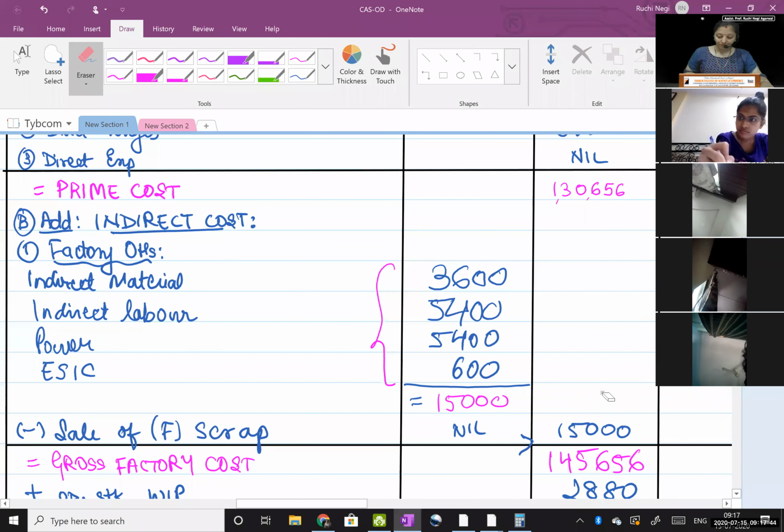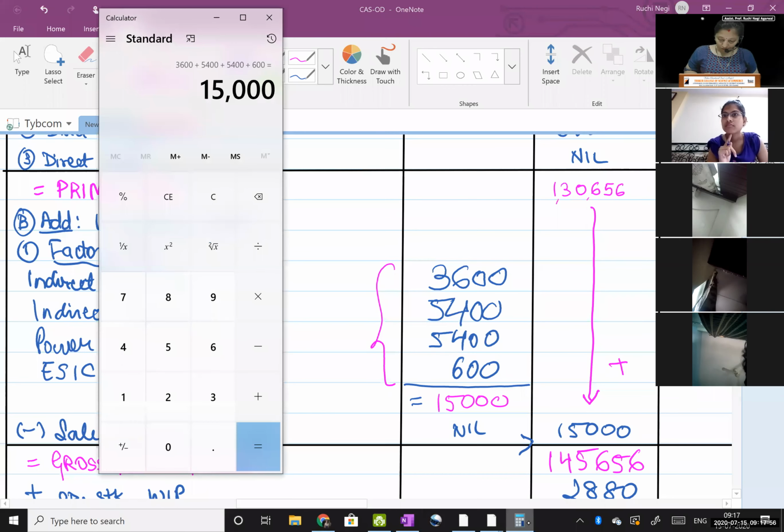10,000. Okay. Then what to do? Once the total is in the outer column, then what to do? We have to total the outer column with the previous total. So 15,000 plus what is my previous total? My prime cost 1,30,656. So 1,45,656.